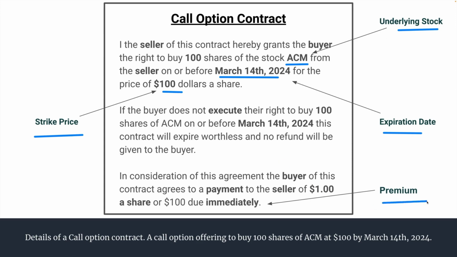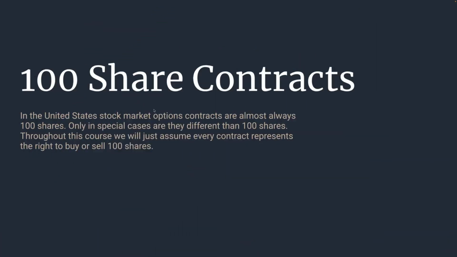And lastly, we have premium. This is the amount of money that you pay to the seller. So in this case, it's $100 a share. And since the contract references 100 shares, they would have to pay $100 due immediately to have this contract. And once again, the broker would manage that transaction for you when you buy the contract. Due immediately means you bought the contract via your broker. I want to do a quick side note and say most contracts in the United States are 100 shares.